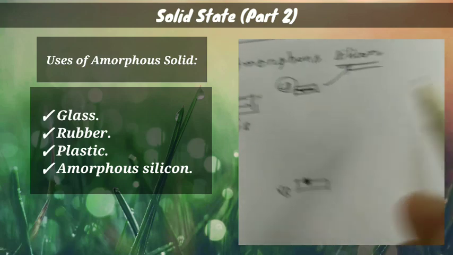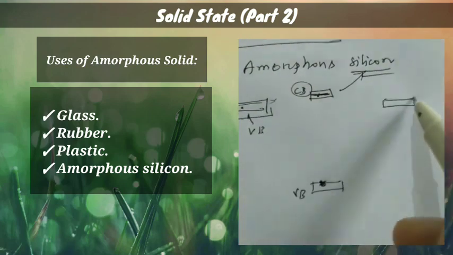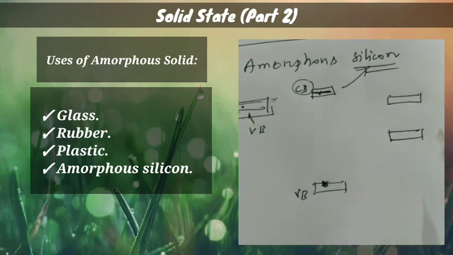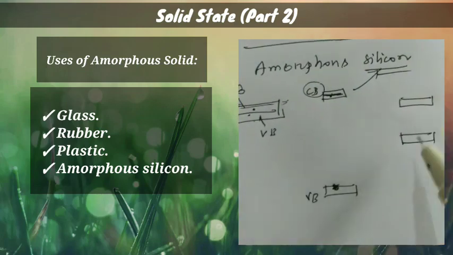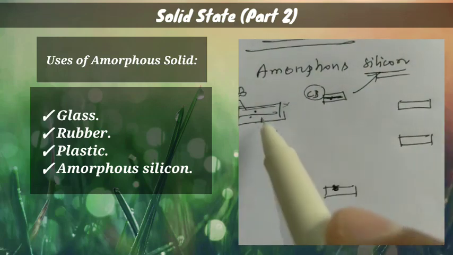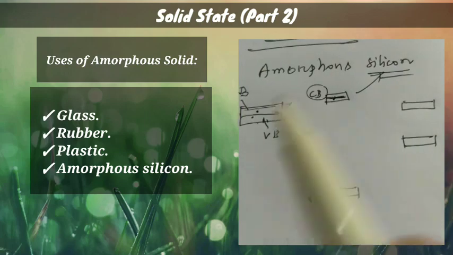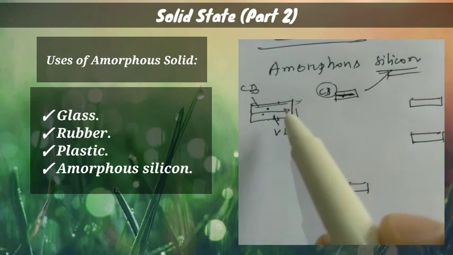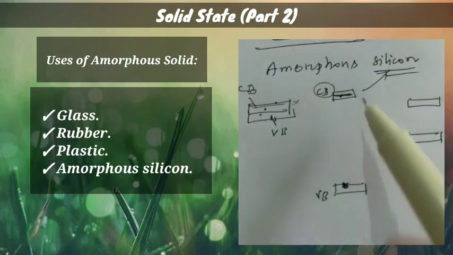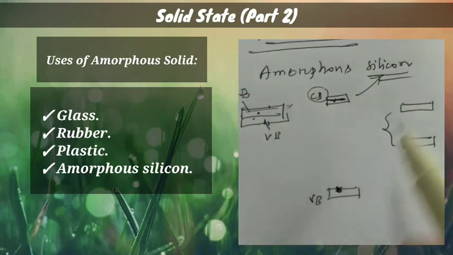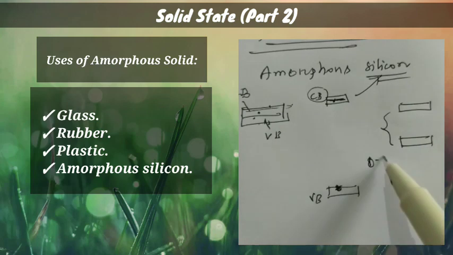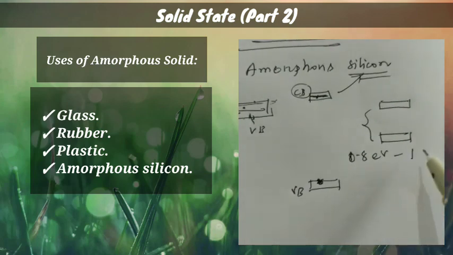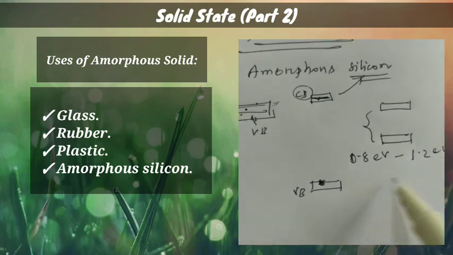But in the case of a semiconductor, the band gap is in between these two. In a conductor the conduction band and valence band merge with each other, but in a non-conductor the band gap is very high. In the case of a semiconductor, the band gap is almost 0.8 electron volt to 1.2 electron volt, or 1.1.